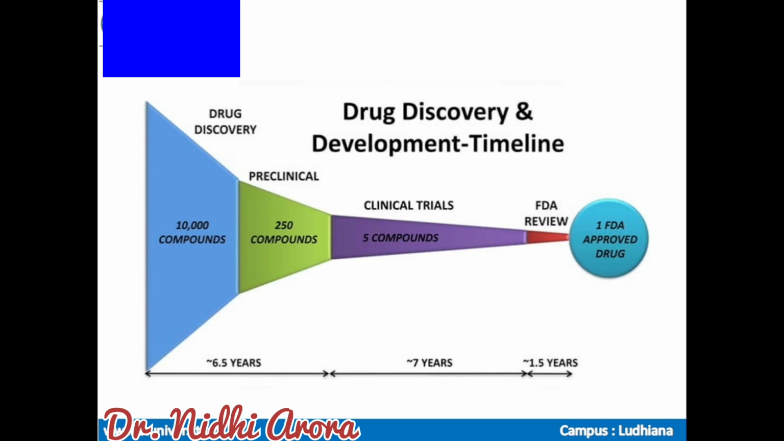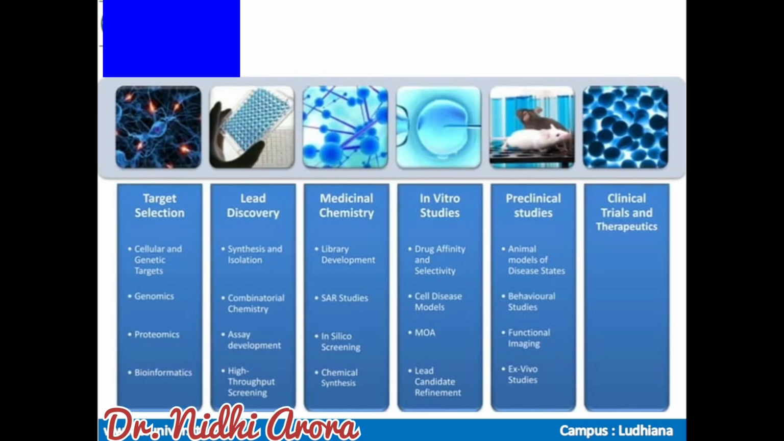After that, only 5 compounds out of 250 enter clinical trials, and it takes 7 years. And only one compound from those 5 will be FDA approved, and it takes 1.5 years. And now the process. First is target selection, and second is lead discovery, then medicinal chemistry, in vitro studies, preclinical studies, and clinical trials and therapeutic.